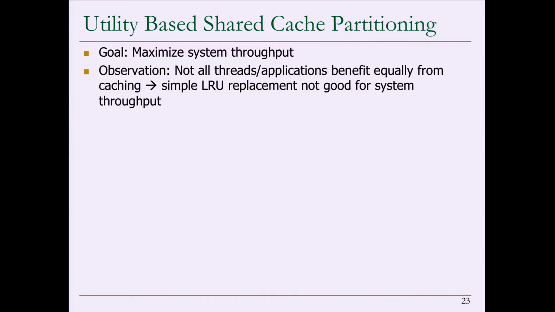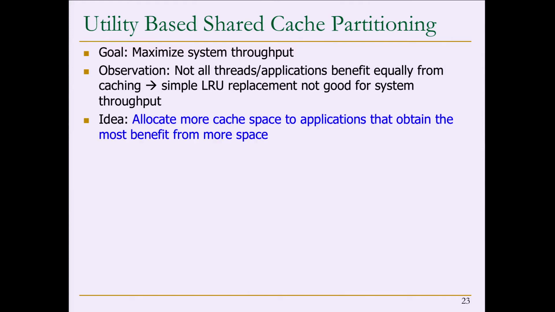And the observation is similar to what I said. Not all threads or applications benefit equally from caching. And if you use simple LRU replacement, this is not good for system throughput. The idea is very simple. Allocate more cache space to applications that obtain the most benefit from more space.